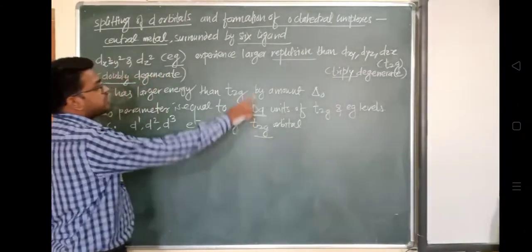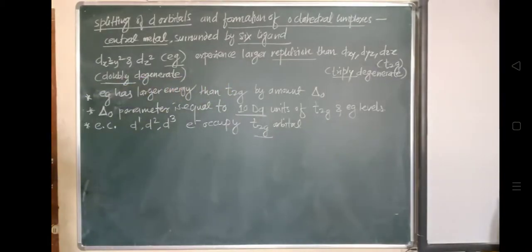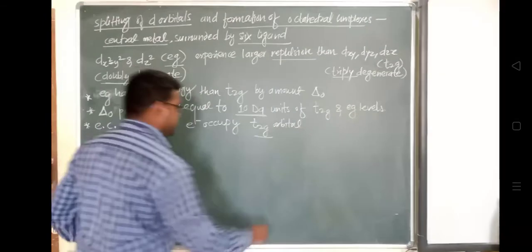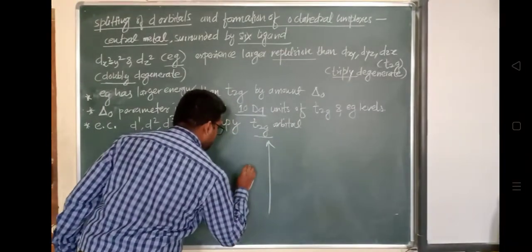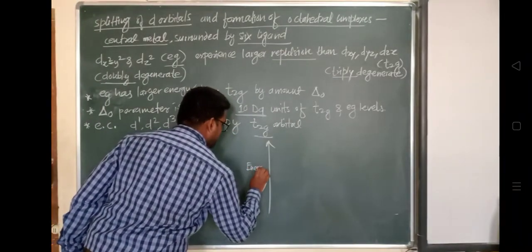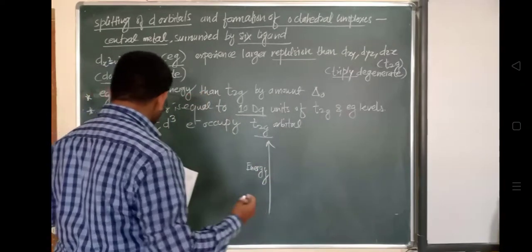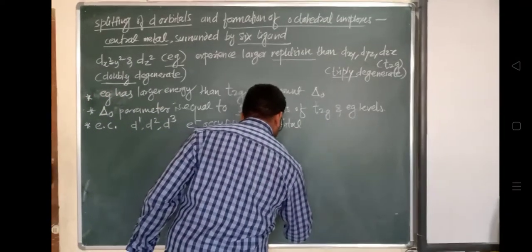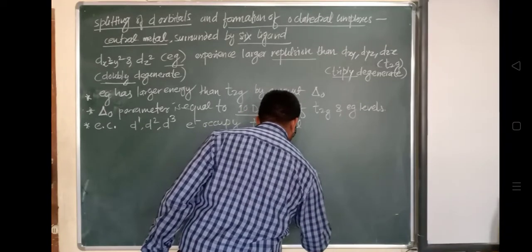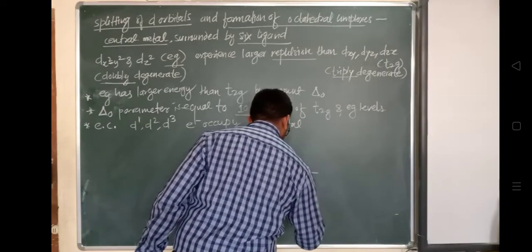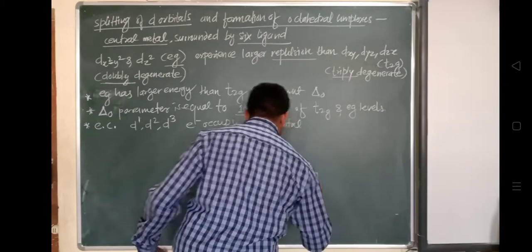The t2g orbital has lesser energy as compared with the eg. Eg has higher energy as compared to the t2g. So a better way, I will draw the diagram over here so that you understand. This is the energy level, in increasing order of energy, and these are the orbitals. The five orbitals: 1, 2, 3, 4, and suppose this is 5. These are the 5d orbitals.